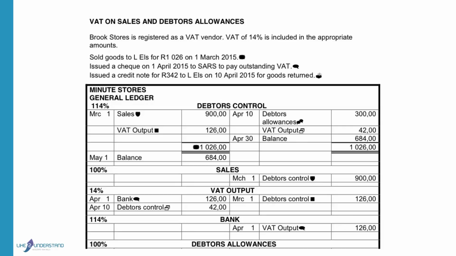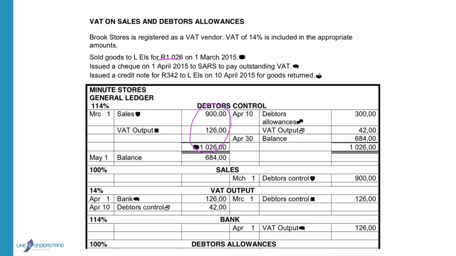If we look at the first entry, sold goods 2Ls for 1026. That means the total amount that he owes the business is 1026. So the account of the debtor must be debited with 1026 and the debtor's control will be debited with 1026. Included in that figure is VAT. So some of this money belongs to the business and will be their income that they obtained out of sales, and some of the money must be paid over to SARS.